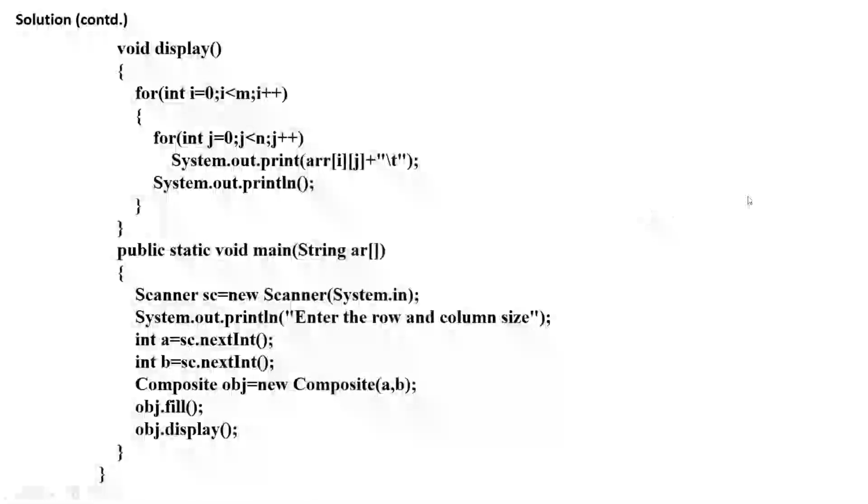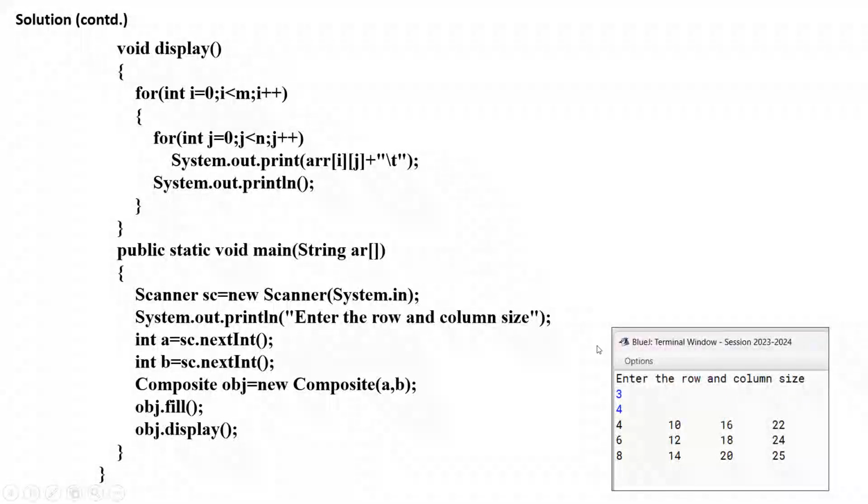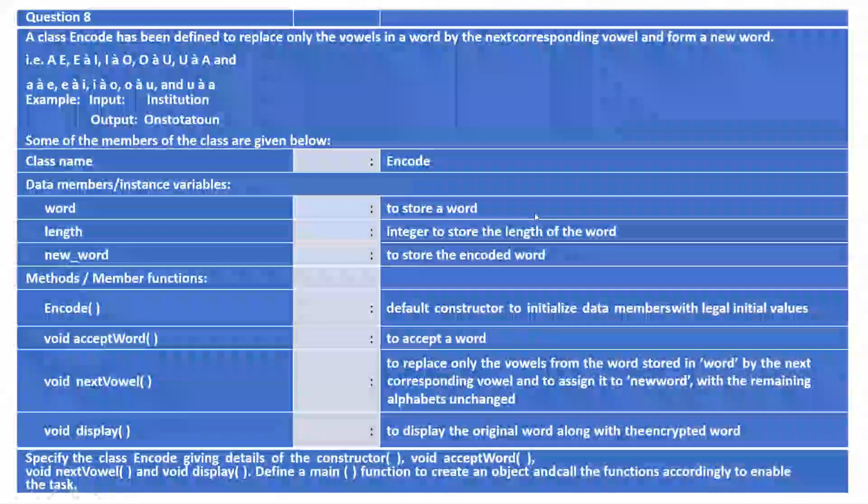Let's move further. The display function is displaying the actual array, and in the main method we are taking row and column from the user and passing those two values while creating the object, and then calling fill and display. If we run this program, we'll get this output. I've taken row as 3 and column as 4. So you can see here, column wise: 4, 6, 8, 10, 12, 14, 16, 18, 20, 22, 24, 25. All composite numbers are there in the array. Let's move to the next question.